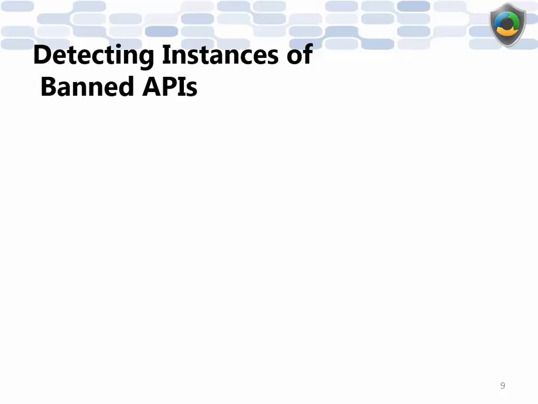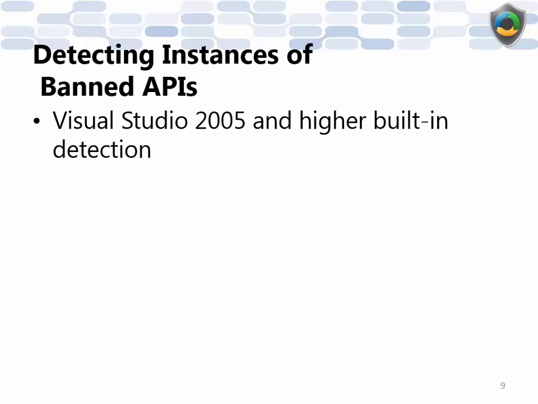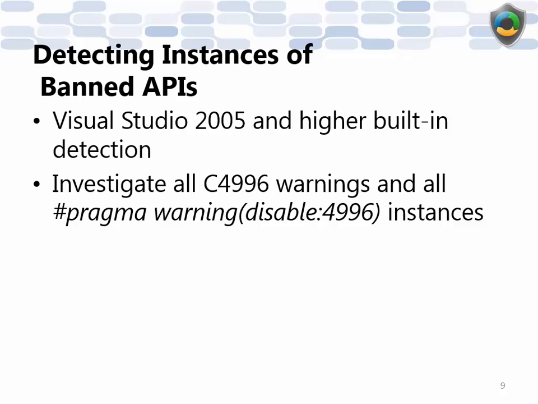All right, detecting instances of banned APIs. Prohibiting the use of banned functions in apps can greatly reduce the overall exposure to attack. These banned functions can be detected in several ways. For developers using Visual Studio 2005 and above, the compiler will automatically emit warning messages whenever it detects a banned function instance at compile time. All C4996 compiler warnings should be investigated to ensure that the function being flagged is not banned for use. You should be wary of any time you get one of these 4996 warnings.